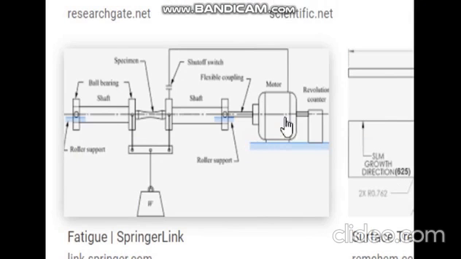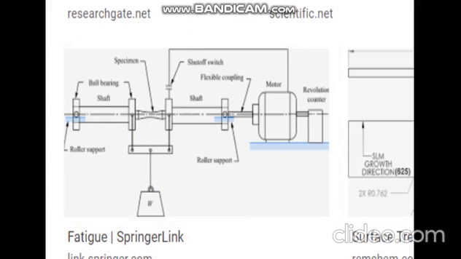And here is the entire apparatus, how fatigue testing is done. This is the motor, and this is the flexible coupling. This is a shaft. This is another shaft. There are roller supports here, and this is the specimen, also called a sample. And under that it is now subjected to some load. This is how a testing of the thing looks like.